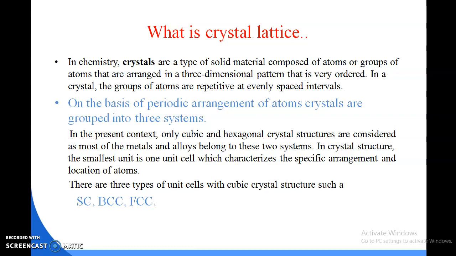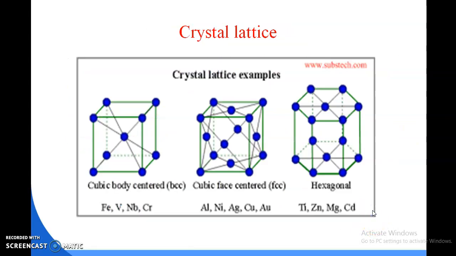and location of atoms. There are three types of unit cells with cubic crystal structure, such as SC, BCC and FCC. The SC means the simple cubic, BCC means the body centered cubic, and the FCC means the face centered cubic. Here I am going to show you the diagram of these three cubic systems. So here is the crystal lattice example. One is BCC, one is FCC and one is hexagonal.